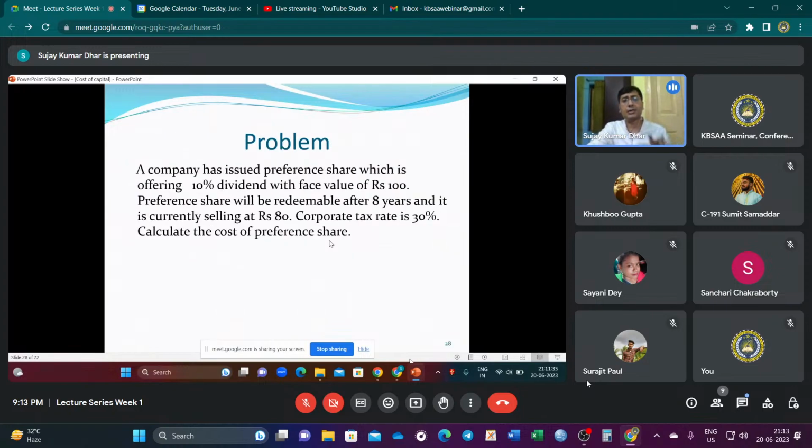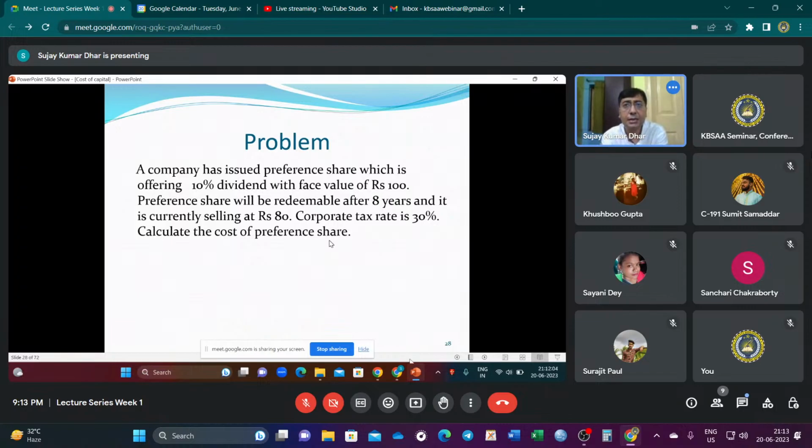A company has issued preference share which is offering 10% dividend with face value of 100. Preference share will be redeemable after 8 years and it is currently selling at 80 rupees. Corporate tax rate is 30%. Calculate the cost of preference share. So what is the purchase price here? 80. What is the redemption price here? 100. So we'll go by the first formula.